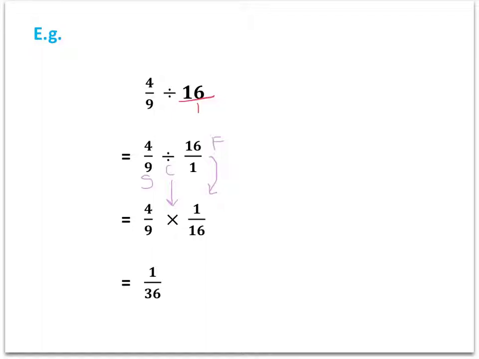Now we need to simplify our fraction, remembering our bow tie for simplifying. So we have 4 and 16 that has a highest common factor of 4. 4 goes into 4 once and into 16 4 times. So our solution is 1 times 1 equals 1 for our numerator, and 9 times 4 equals 36 as our denominator.